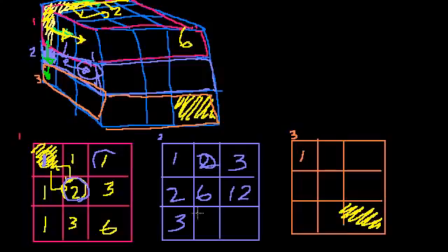How many ways to get here? Well, within the same row, there are 9 ways, right? 6 plus 3 is 9. And then you can come from above as well. That's 12.